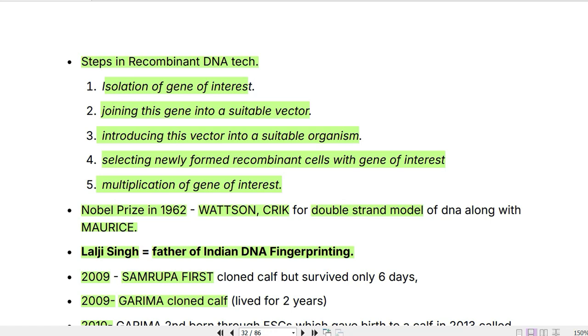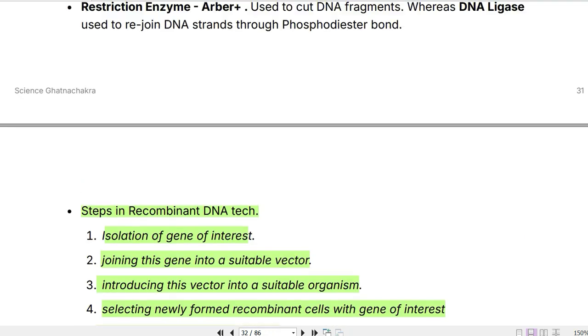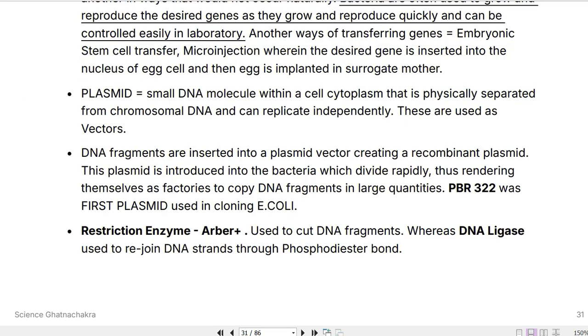Now once you do that, your cells will start developing with the desired DNA, right? So these are the newly formed recombinant cells with the desired gene of interest. All you have to then do in the final step is multiply those genes of interest or those cells. So those are the steps involved in recombinant DNA technology.